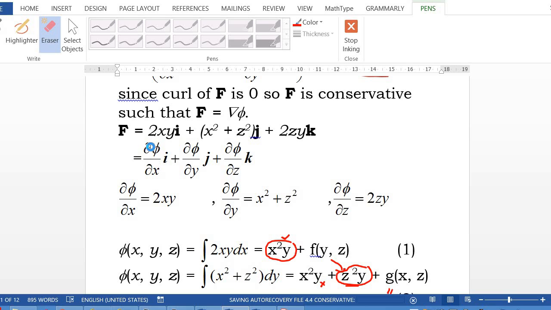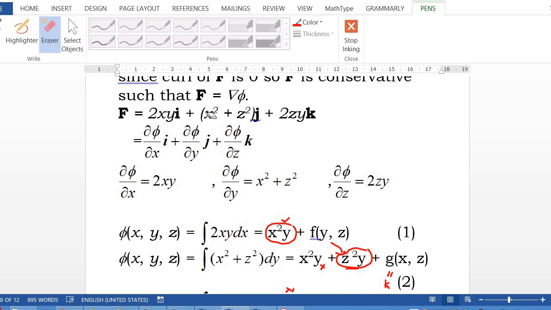So you let F equal del phi, which is del phi del x i plus del phi del y j plus del phi del z k. Then compare components. For component i, del phi del x equals 2xy. For component j, del phi del y equals x squared plus z squared. For component k, del phi del z equals 2zy. To get phi, you integrate both sides of del phi del x with respect to x: the integral of 2xy dx. Also from del phi del y, integrate x squared plus z squared dy, and from del phi del z, integrate 2zy dz.